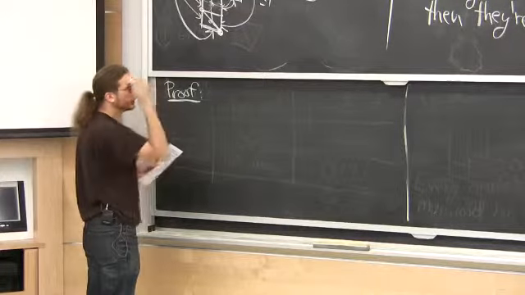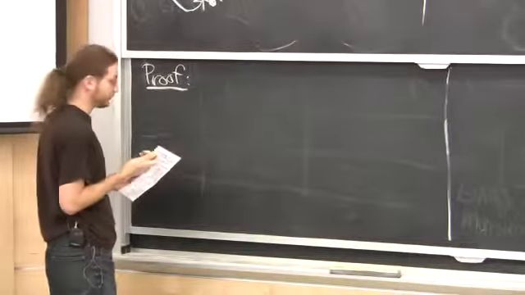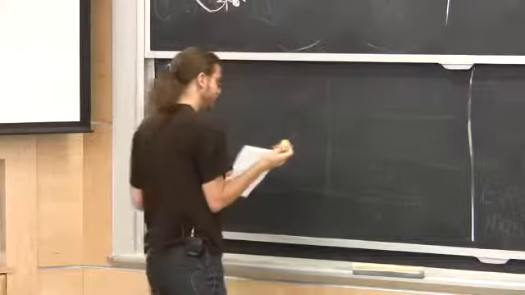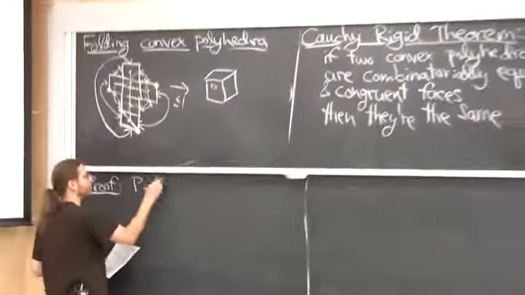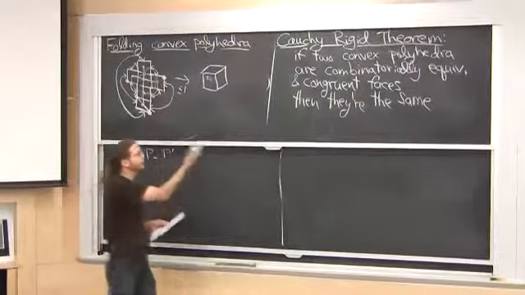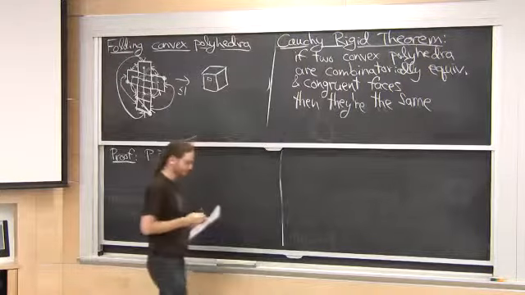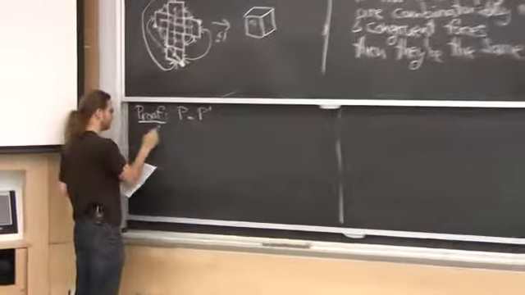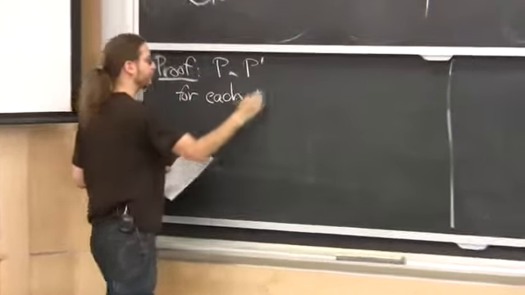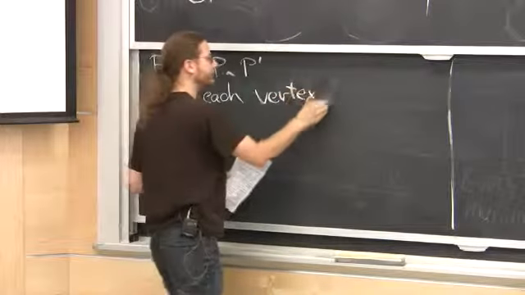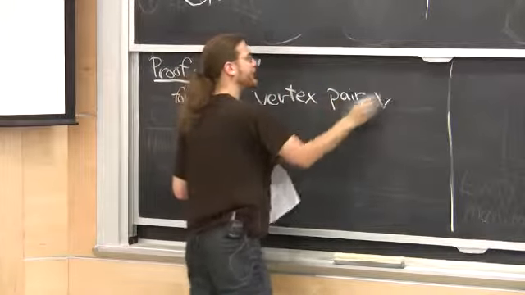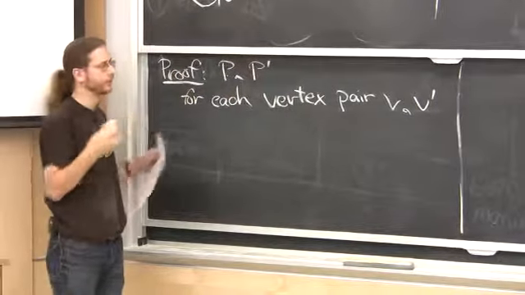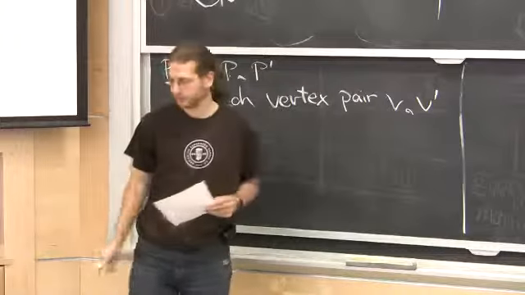So, sort of a proof by contradiction. We want to prove uniqueness. So we're supposing, well, maybe there are 2 polyhedra, P and P prime, and they are combinatorially equivalent and have matching faces congruent. What I want to do is look at corresponding vertices. Let's say a vertex V in P and a vertex V prime in P prime. So they're corresponding in the combinatorial equivalence.